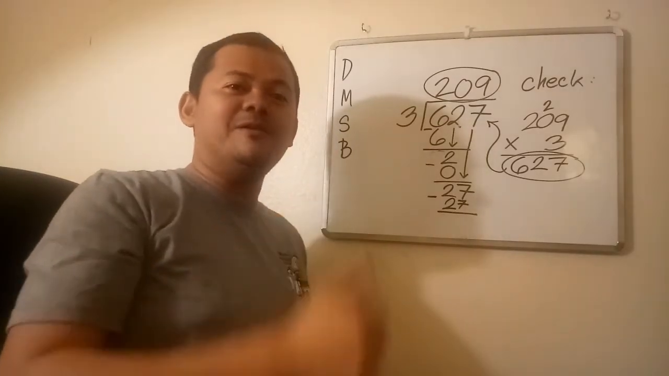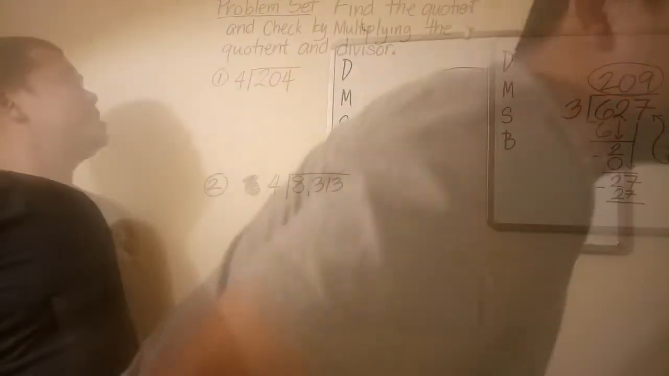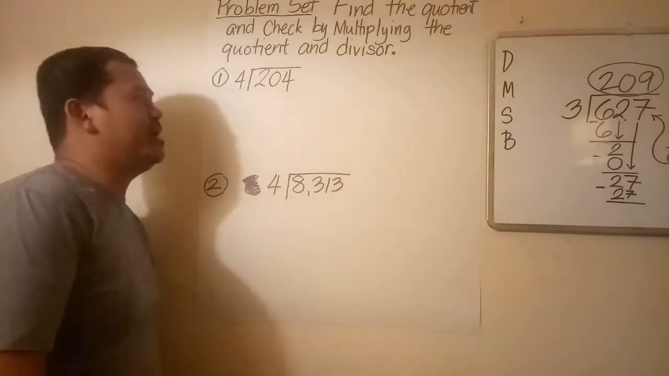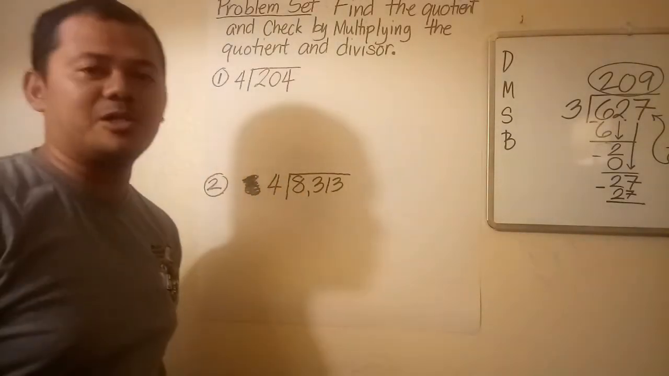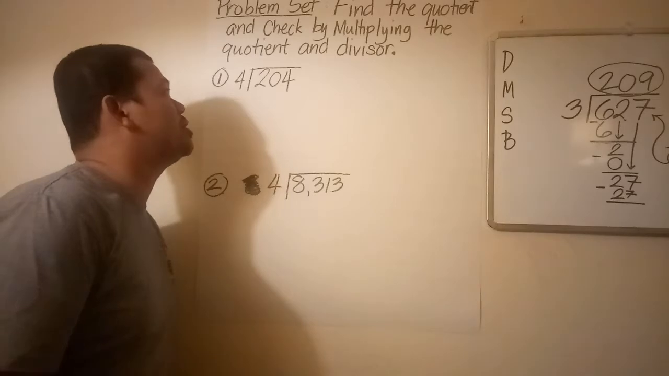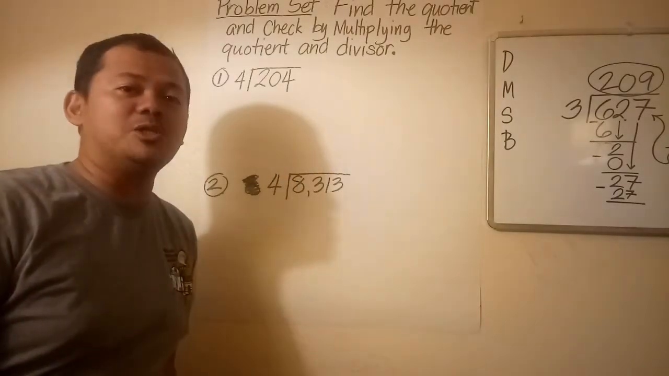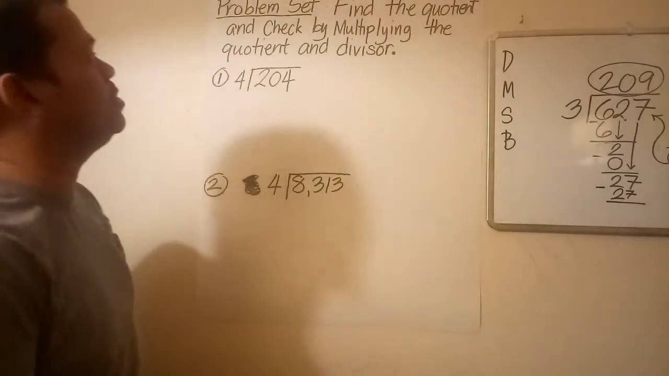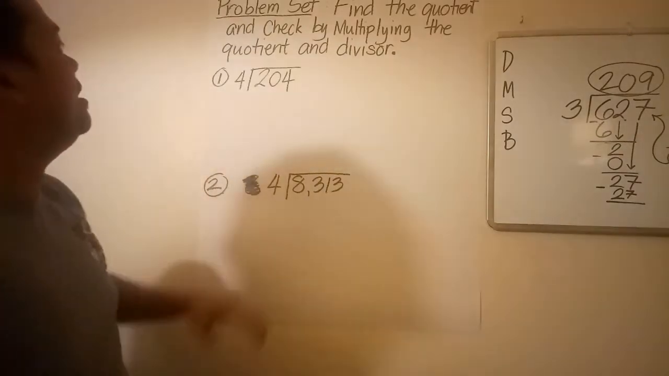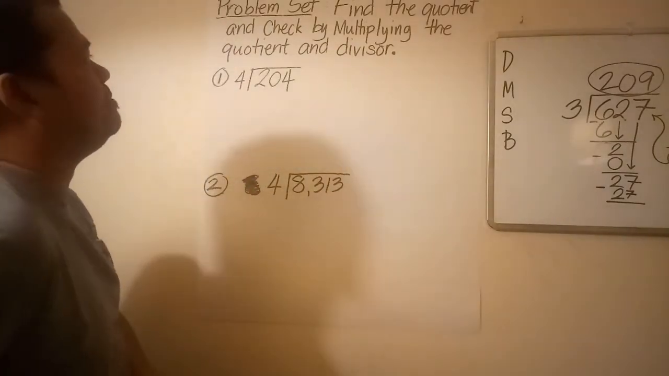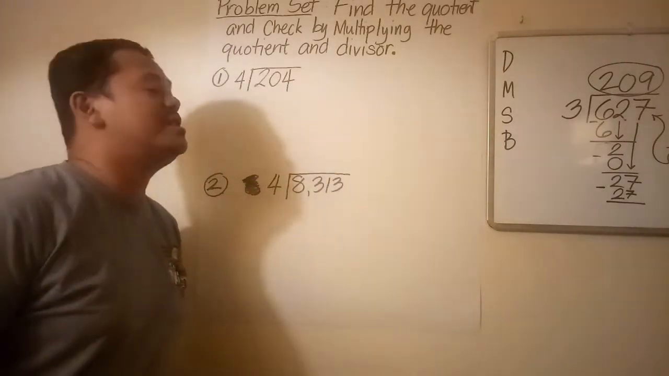Did you get the same answer? Very good. We're going to answer all together our problem here, which is to find out the quotient. At the same time, we are going to review them and check the answer by multiplying the quotient and the divisor later on. So we got here a problem set. Find the quotient and check by multiplying the quotient and divisor.